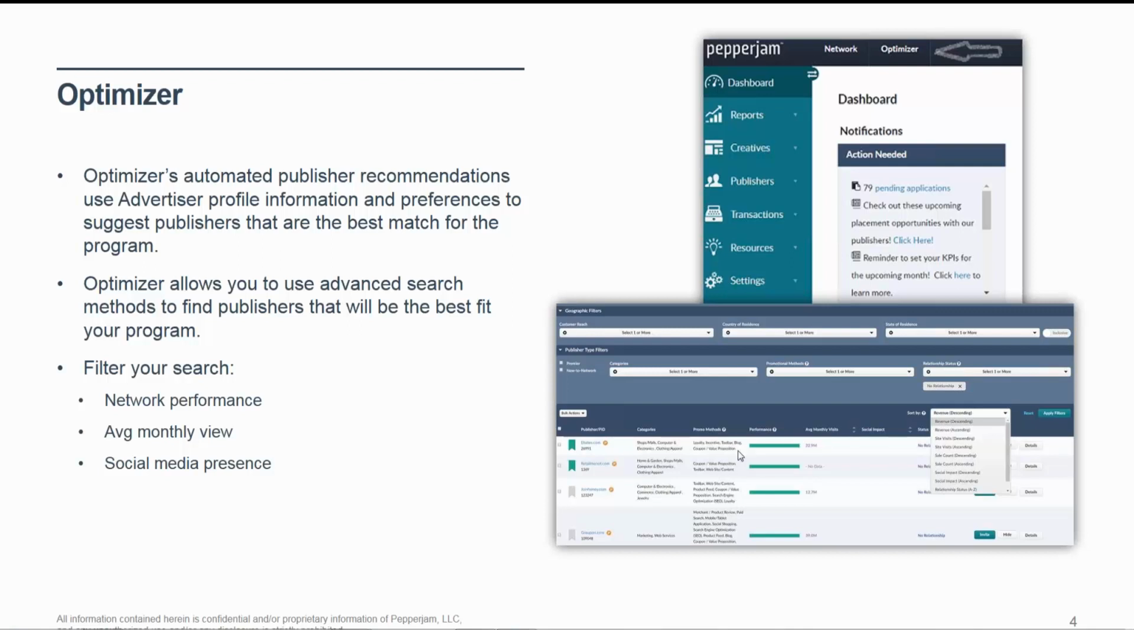I wanted to point out as well, you'll see a screenshot here where you can filter when you're looking at the advanced search tool within Optimizer if you want to look at publishers that are driving revenue and things like that, to get a better idea of who that publisher is and who you'd like to recruit to the program.